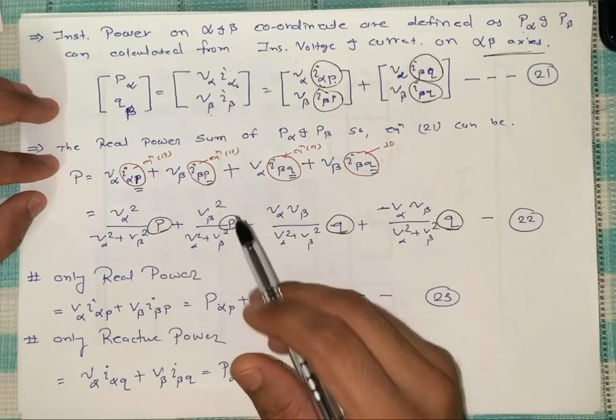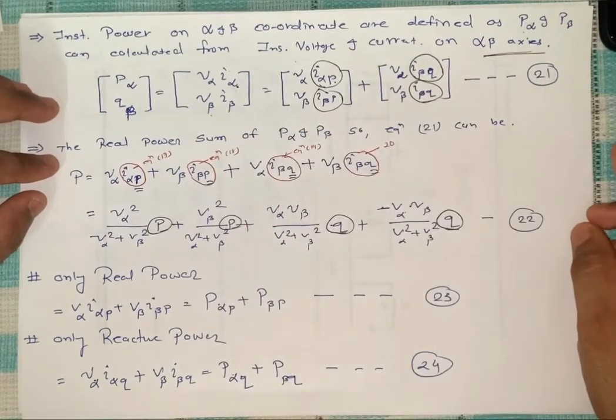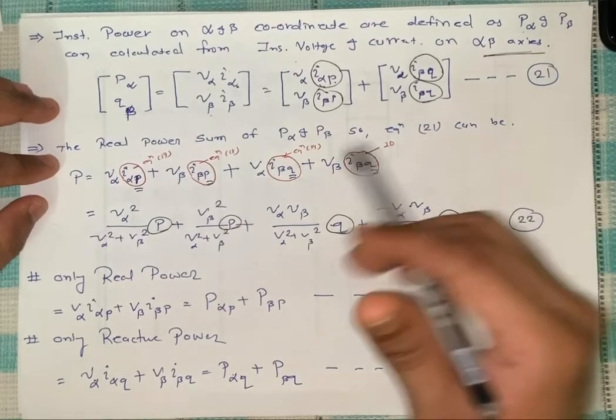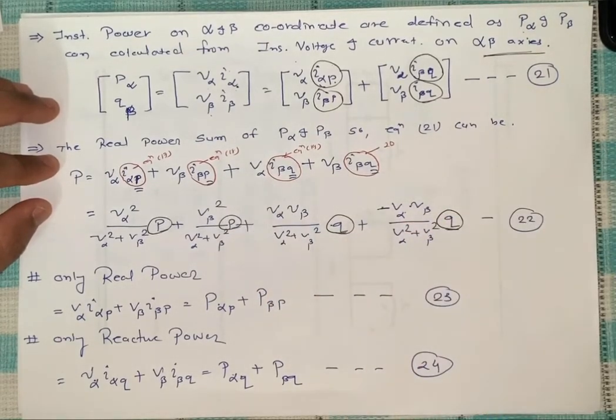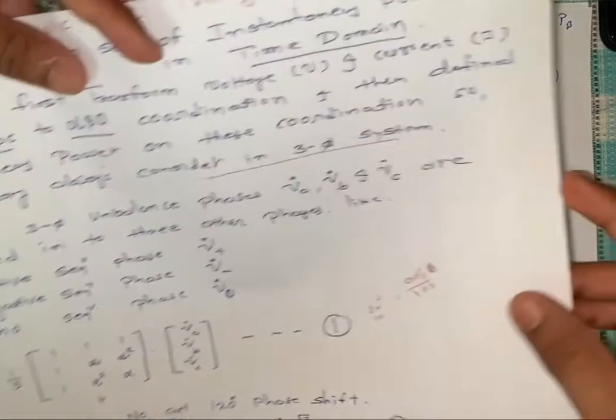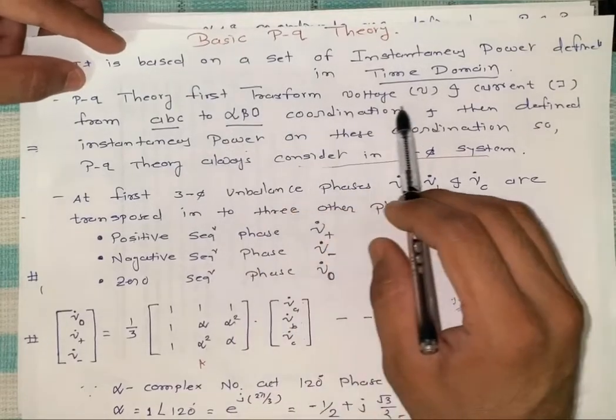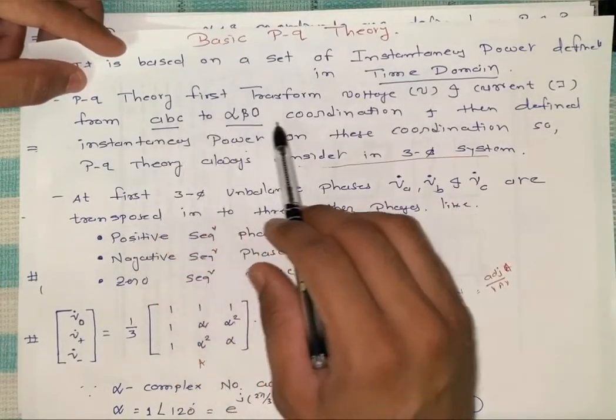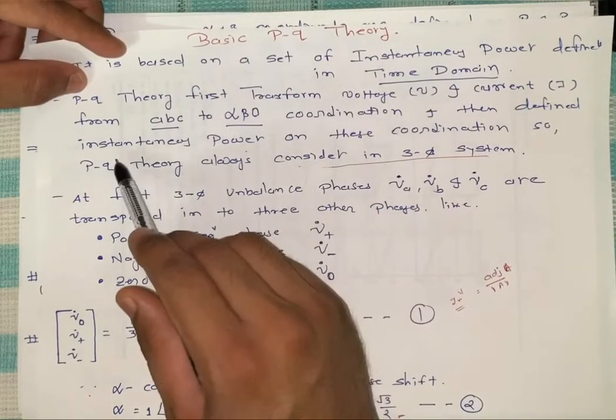Now we are getting the instantaneous values of voltage and current. What is the third step? That is to define the power, because that is the definition. Let me quickly restate the definition. PQ theory is to first transform the voltage and current from ABC to alpha beta coordinates and then define the instantaneous power. So the third step is the power.